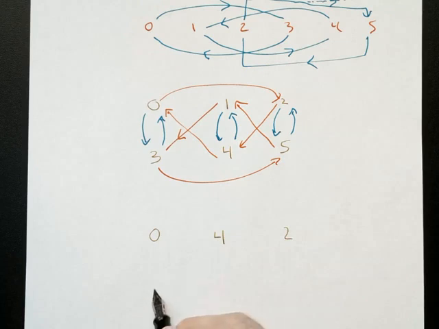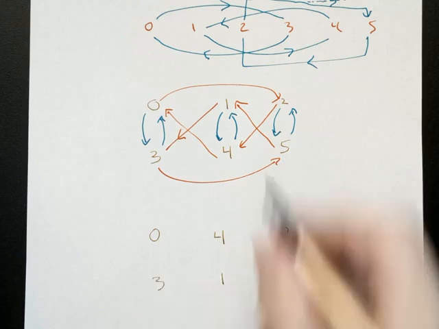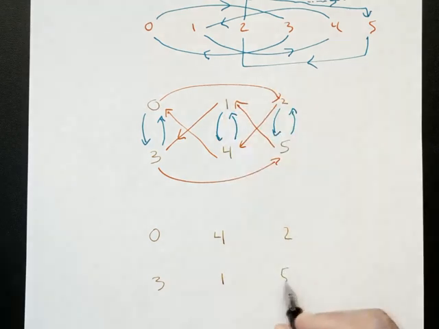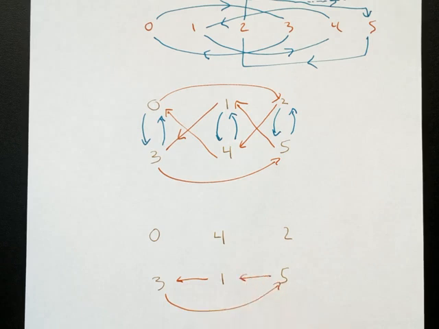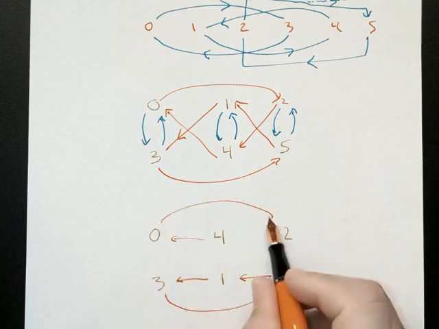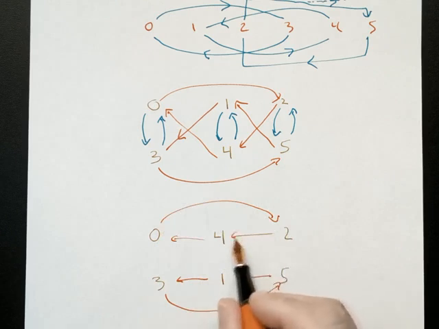Promise there's a reason. I'm just switching the middle pair. Now let's put those arrows back in. 1 goes to 3, 3 goes to 5, 5 goes to 1. 4 goes to 0, 0 goes to 2, 2 goes to 4. But those are just the one color arrows. I still need the other color arrows.